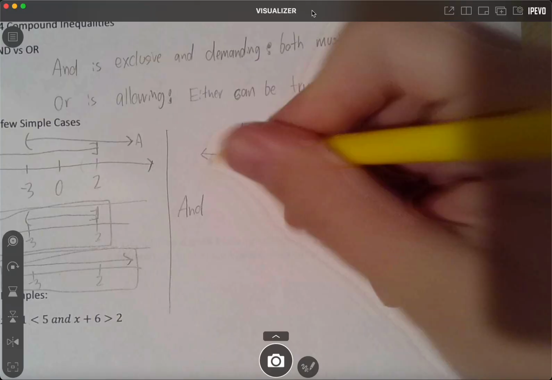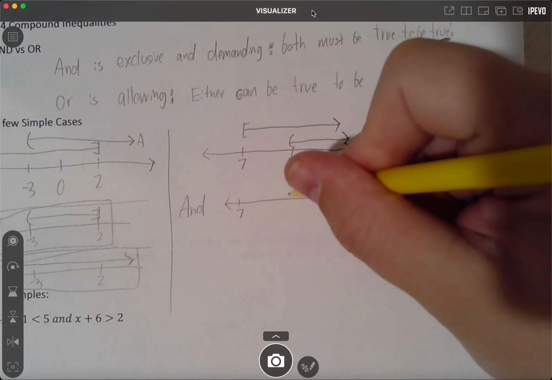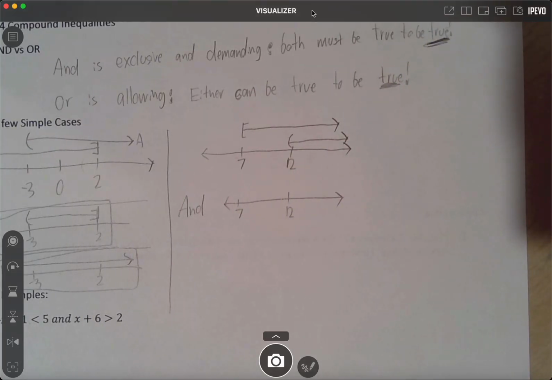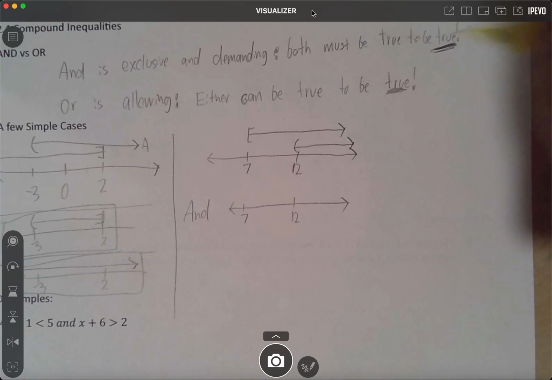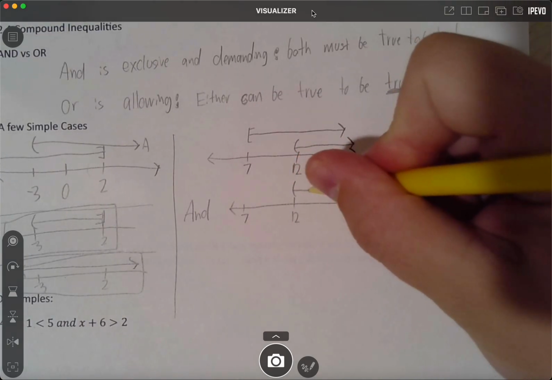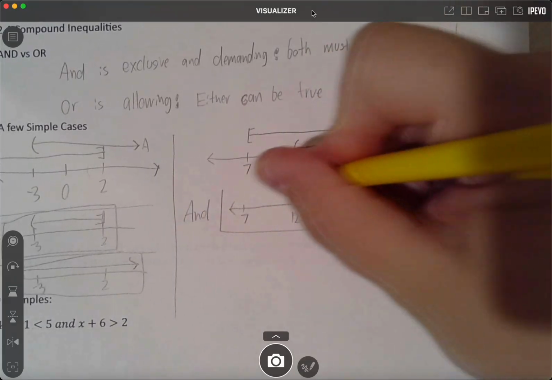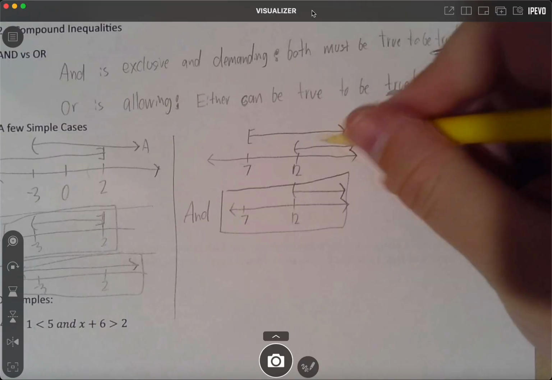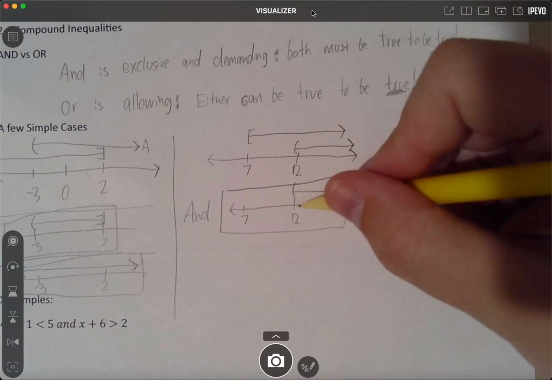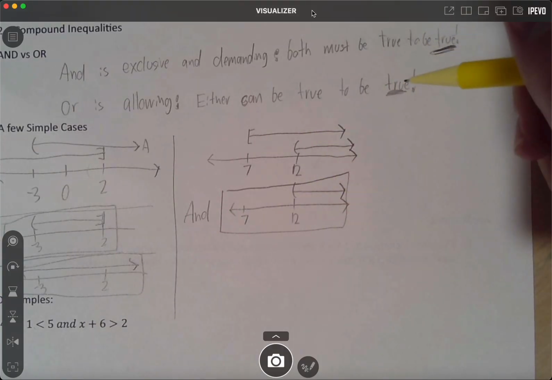For the AND solution, I've got my 7, I've got my 12, and it's only where it's true for both. And remember what I also said about AND is you start using the same symbols of wherever you started overlapping. And where I started overlapping is actually right here. There's your AND solution. So it's only where the two graphs start to share the same information, and they start to share at that open parentheses. So copy that symbol and then draw the rest.